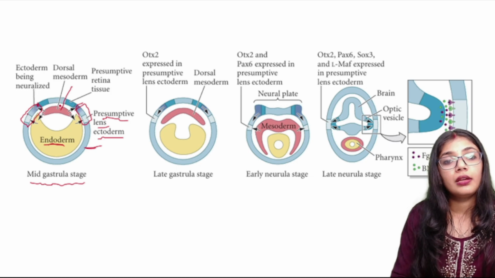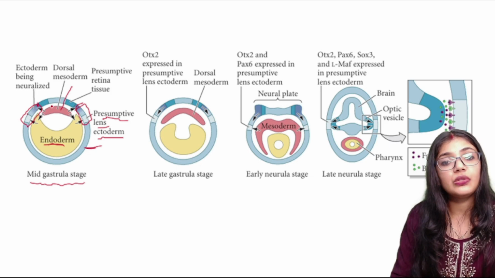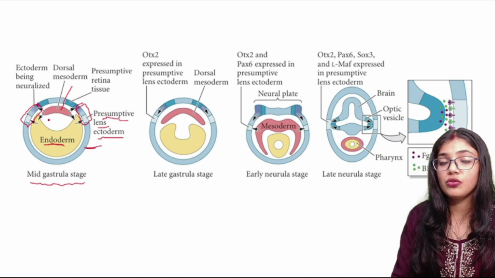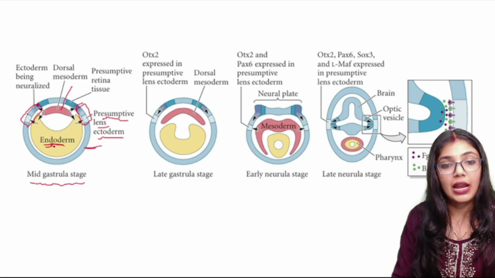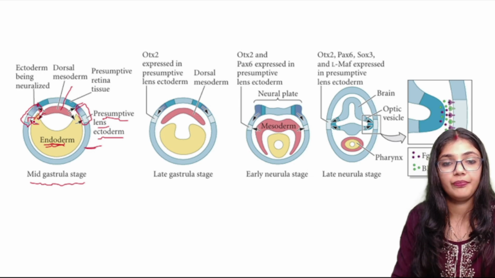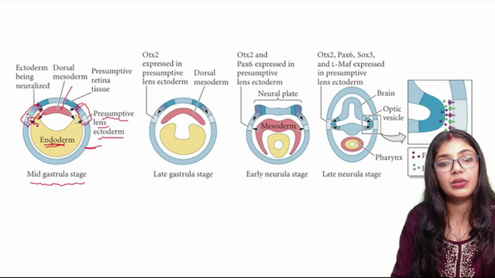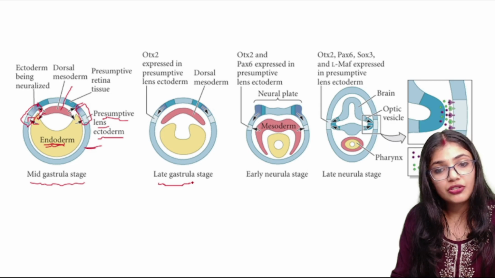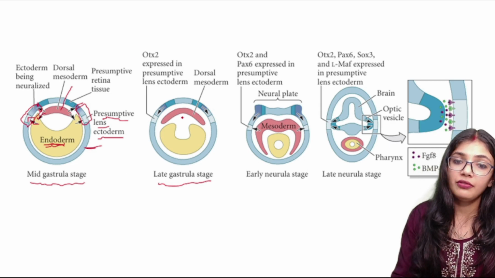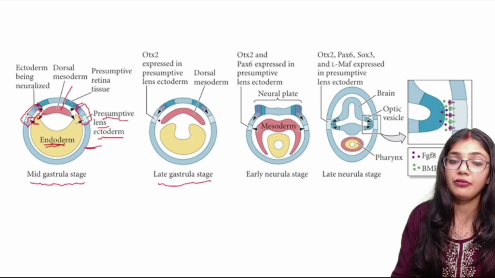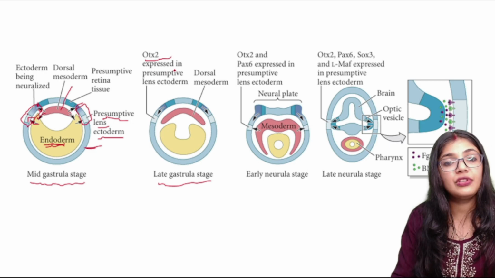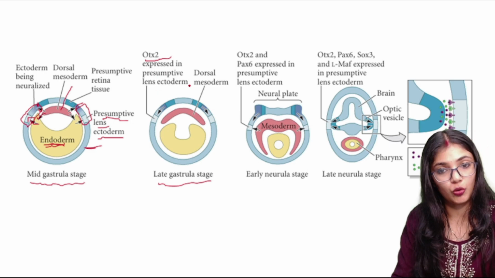Now this cell, which is known as the presumptive lens ectoderm, first needs to be induced by some cells. The first induction is done by endoderm and mesoderm. You can see these arrows from here and from here. They are inducing this presumptive lens ectoderm. After the mid gastrulation stage comes the late gastrulation stage, and after this induction there is formation of OTX2, which is expressed by the presumptive lens ectoderm.